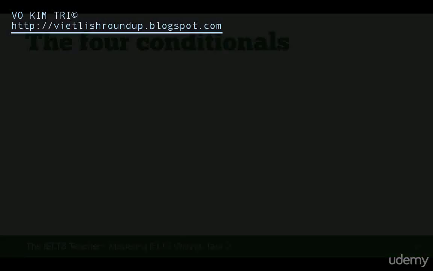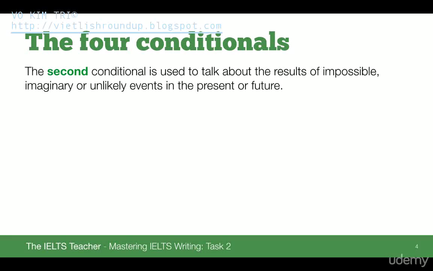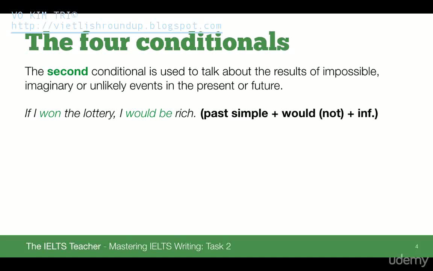Let's have a look at the second conditional. This is used to talk about the results of impossible, imaginary, or unlikely events in the present or future. So an example here, if I won the lottery, I would be rich. It's not very likely that I'm going to win the lottery. So here we are using the past simple plus would or would not plus the infinitive. If I won the lottery, I would be rich.